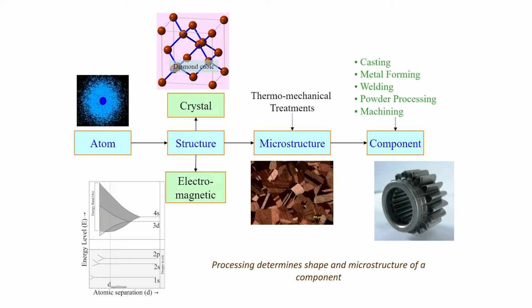So, structure does not mean only one thing. It means atoms arrange in a different way to produce a crystal, then crystals arrange in a different way to produce a microstructure, and microstructures arrange in a different way to produce a component-level structure, or what I call a macrostructure. We need to know each bit of this, and we also need to know how they are connected. That is the purpose of structure-property correlation. And all these things can be controlled by processing. Processing determines the shape and the microstructure of any component.